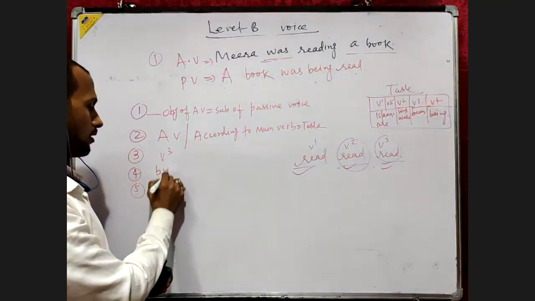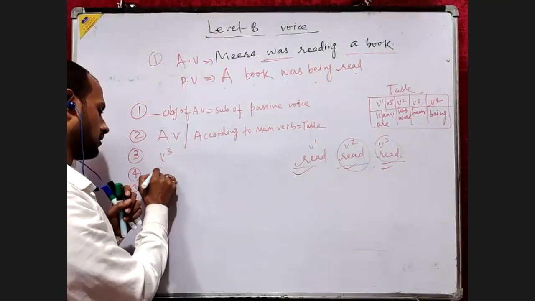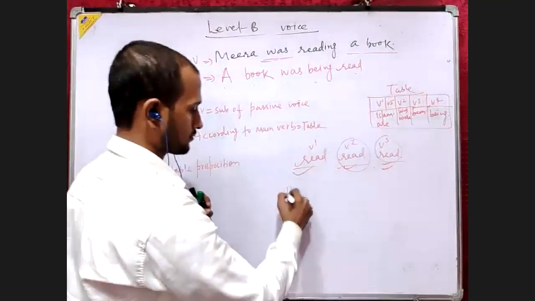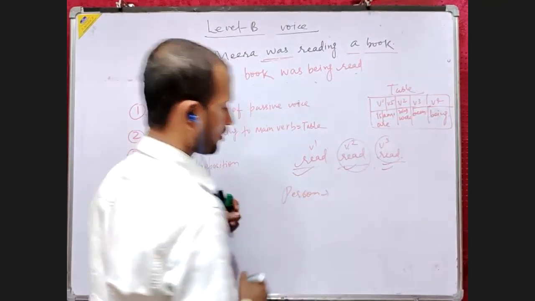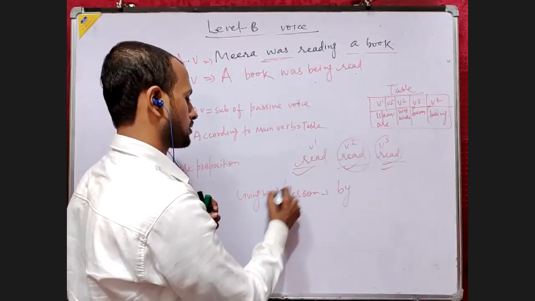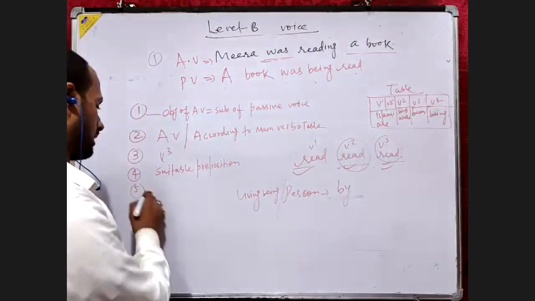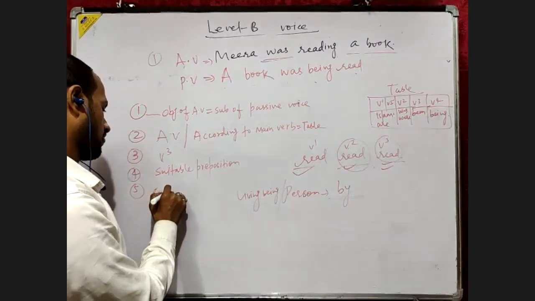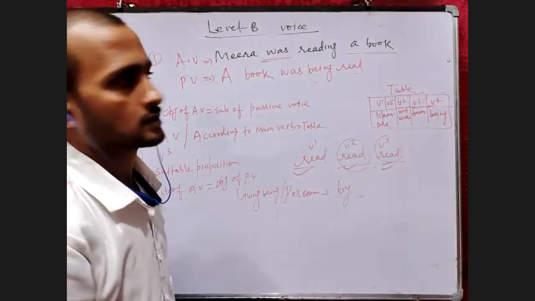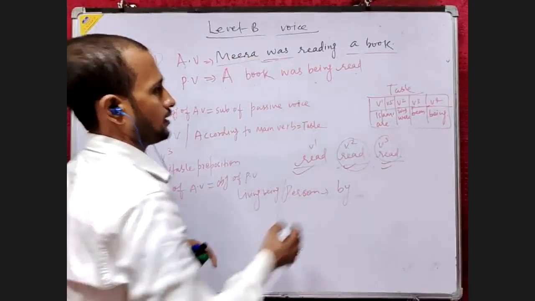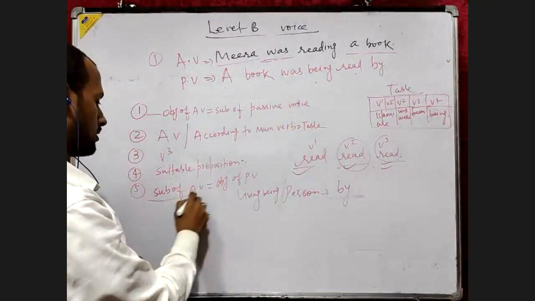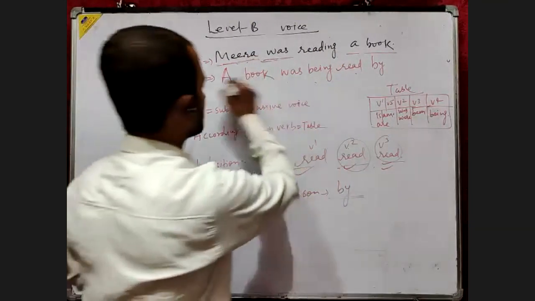Third, V3. Fourth, a suitable preposition. If a person or living being is the object, it will always take by. Last, the subject of the active voice will become the object of the passive voice. What is the subject of the active voice? Meera. Meera is a person, that is why we write by. And fifth, the subject of the active voice becomes the object of the passive voice.